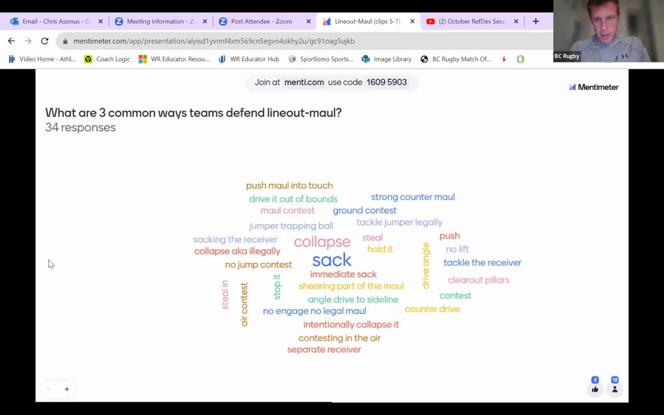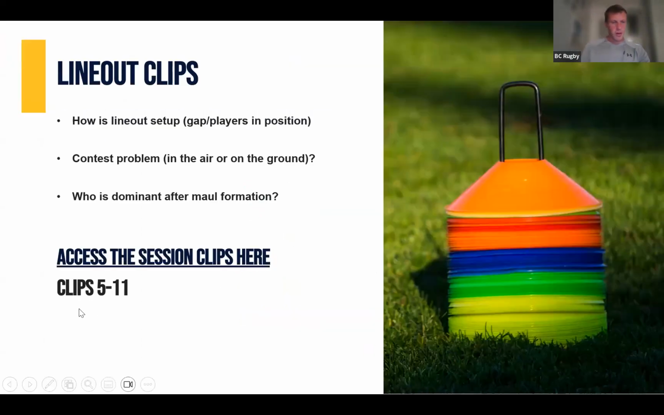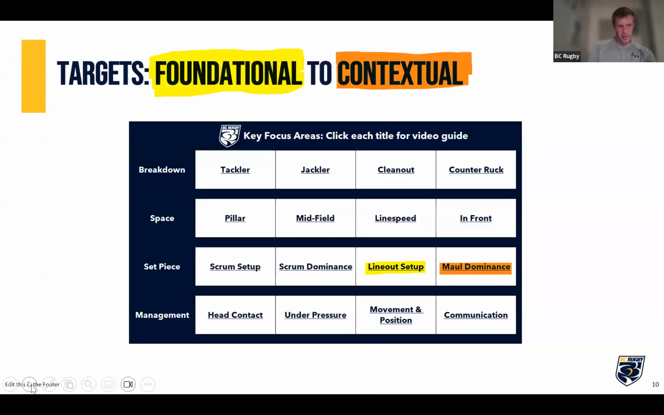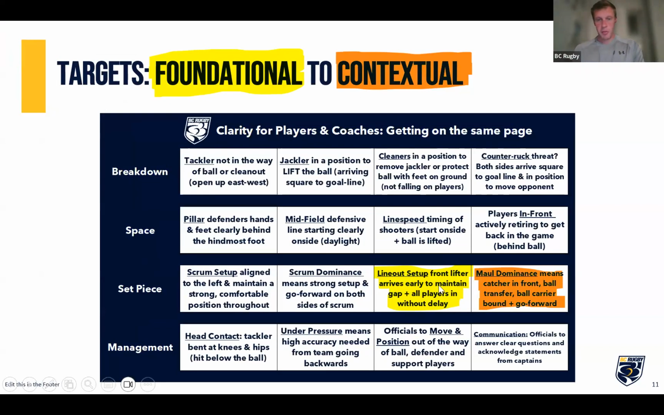So just closing off quickly, because again, I'm conscious of time and apologize for going over our 45 minutes as we endeavor to make things shorter. As we talked about with Scrum setup being foundational, alignment, binding, stability, leading into making more informed decisions on Scrum dominance, our lineout setup is our foundation of making maul dominance more clear.